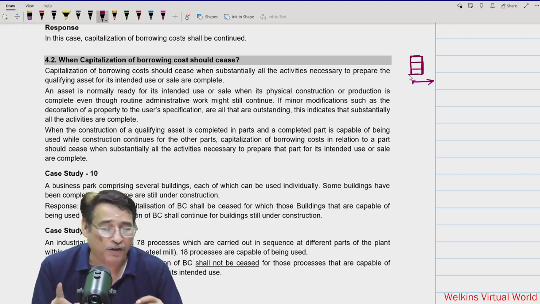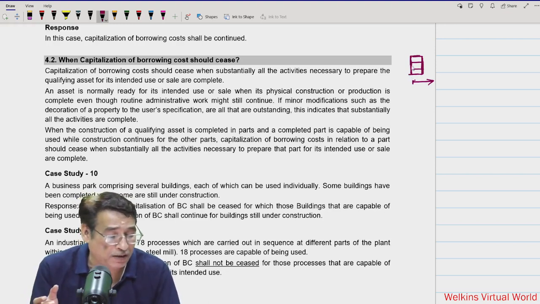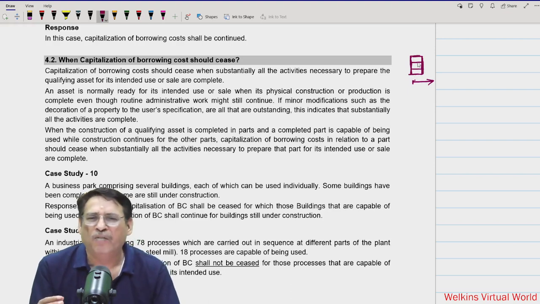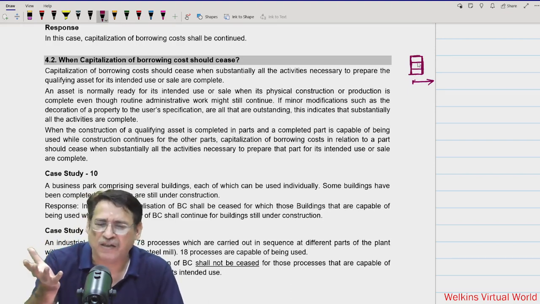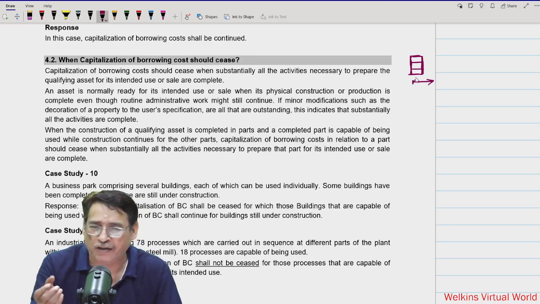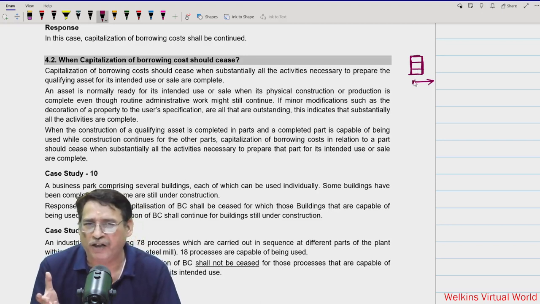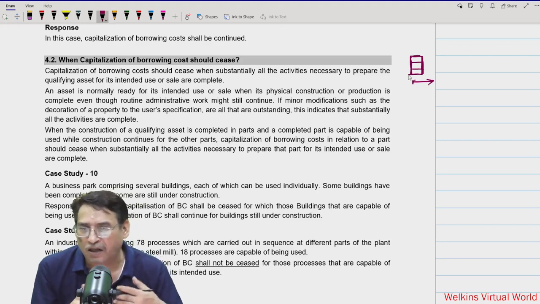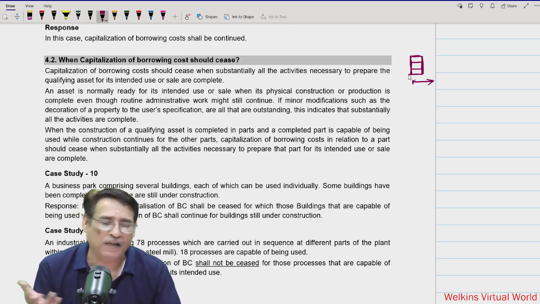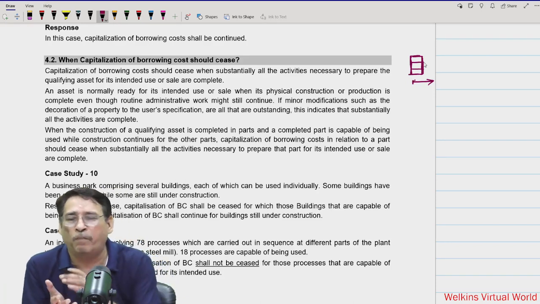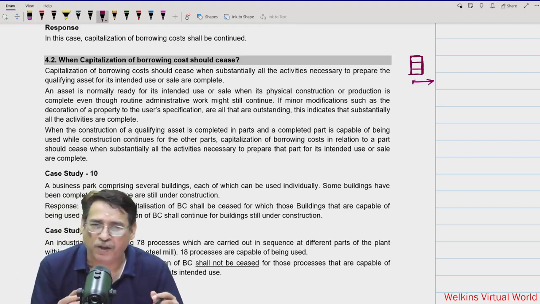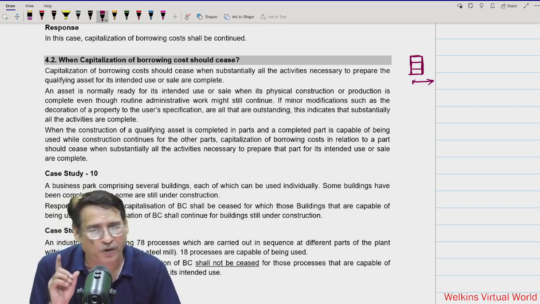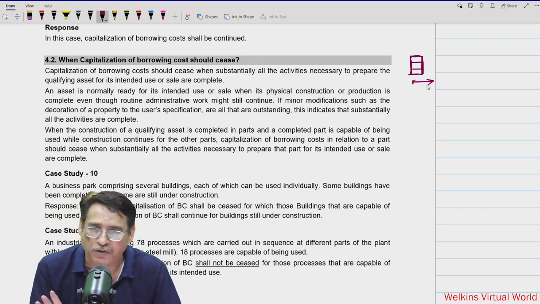Number one point. Sometimes the asset gets completed, but some minor activities are still remaining, for example decoration activities or some technical survey activities. These activities are considered irrelevant. Correct? Let us say this building is completed, but some minor technical activities are remaining. Irrespective of that, we are going to stop capitalizing the borrowing cost.